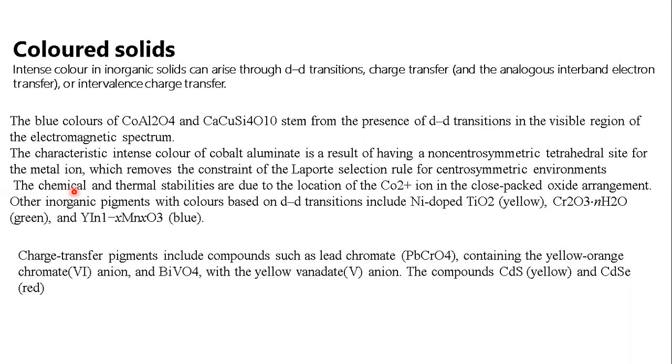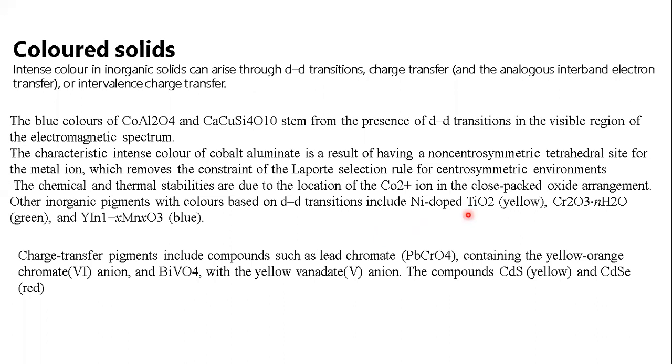But we are doping this with some amount of transition metals. Because of this high chemical and thermal stability, and due to the location of this cobalt ion, which I told you is a tetrahedral site, this color occurs as an inorganic pigment, and this d-d transition color occurs.